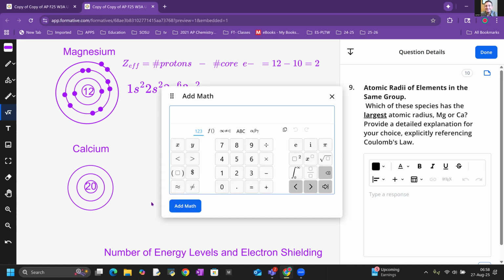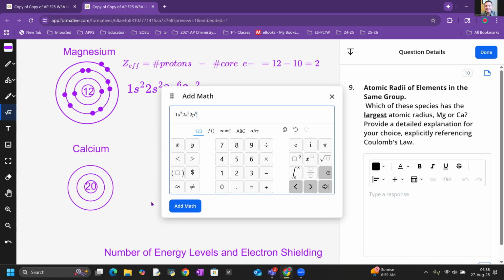Calcium has 1s2, 2s2, 2p6. Whoops, I didn't get that right. I got all of it wrong. 1s2, 2s2. There we go. 2p6.